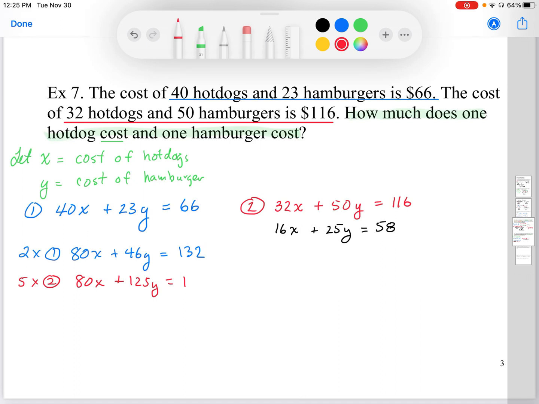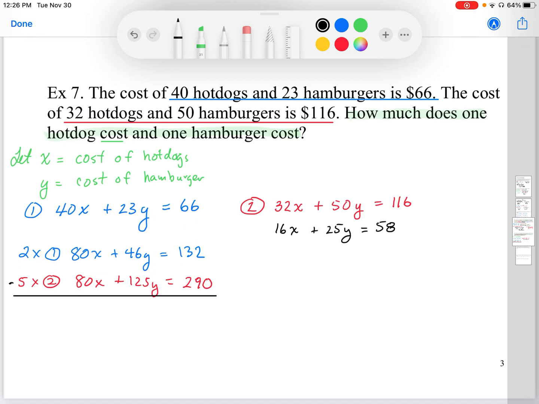58 times 5. 58 times 5 is going to be 290. So I'm going to go 50 times 5 is 250, and then 5 times 8 is 40. 50 plus 40 gives me the 90 for 290. Okay, so then I'm going to subtract these equations.